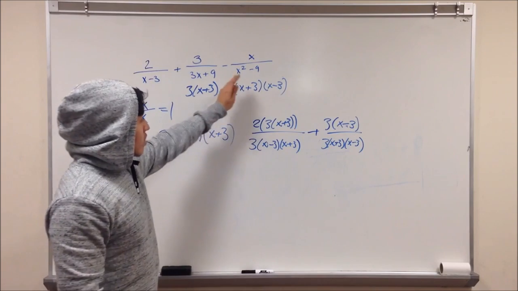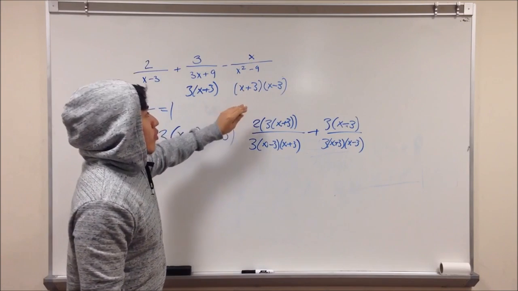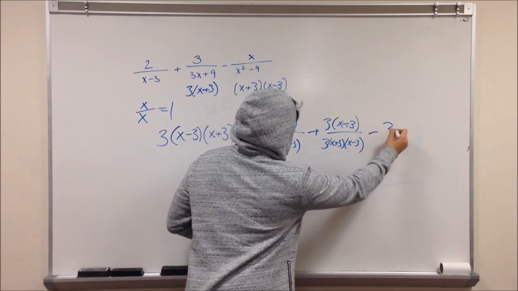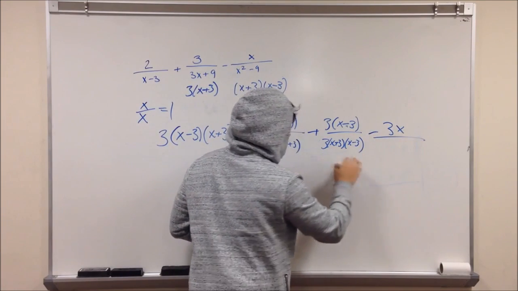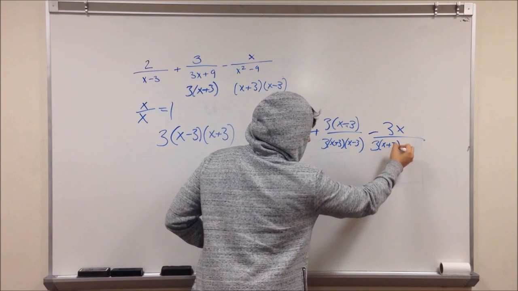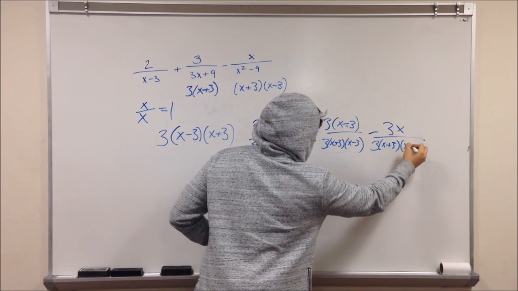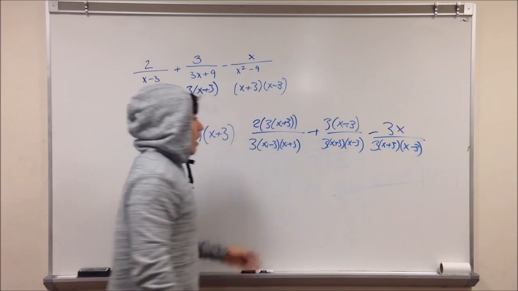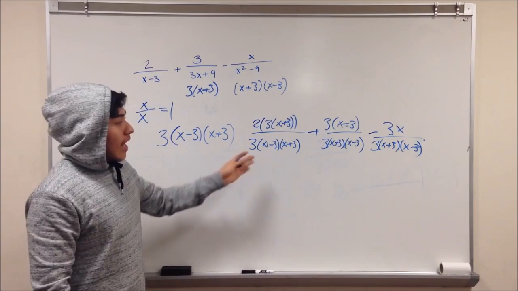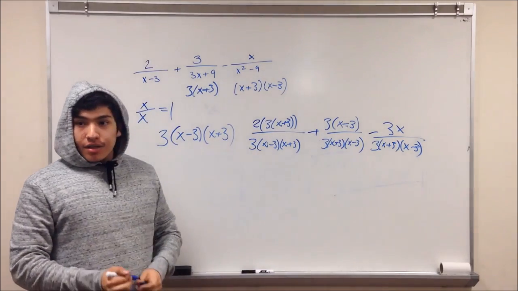And now finally for this one, we're only missing a 3. So we multiply 3 to the top and the bottom. We get minus 3x divided by the common denominator, which is now 3(x plus 3)(x minus 3). And there we have made a common denominator for all of them. Now all we can do is add them together and subtract them.